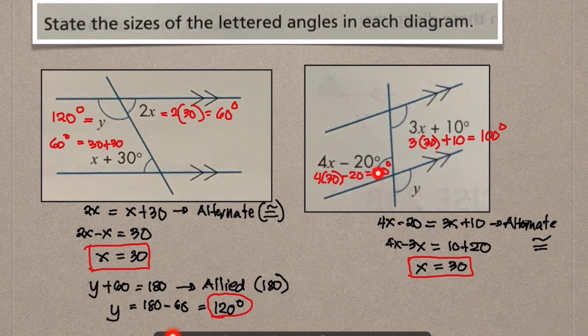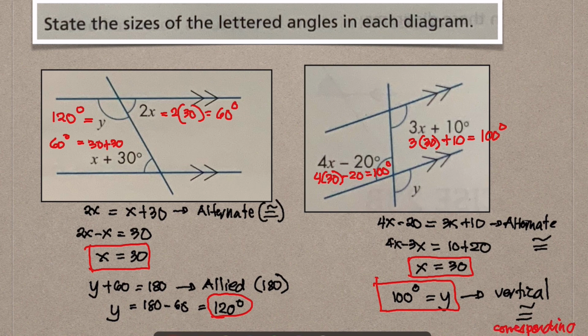So to find out y, since these are vertical angles, look at this, 100 degrees, 4x minus 20 is 100, vertical to y, therefore 100 degrees is equal to y, meaning y is equal to 100 degrees. The reason is they are vertical angles. So here we go, y is equal to 100 because they are congruent. Okay, so for that reason there are corresponding angles, and corresponding angles are congruent. That's why y is equal to 100 degrees. Okay, so that's how you do that, applying the concept of angles in parallel lines.